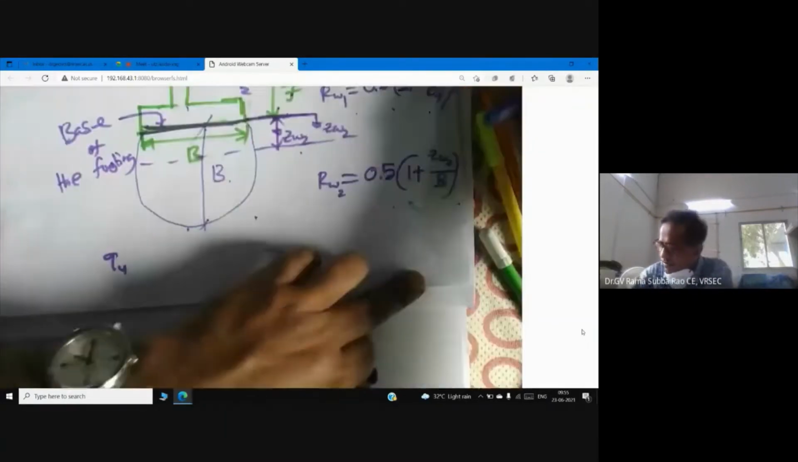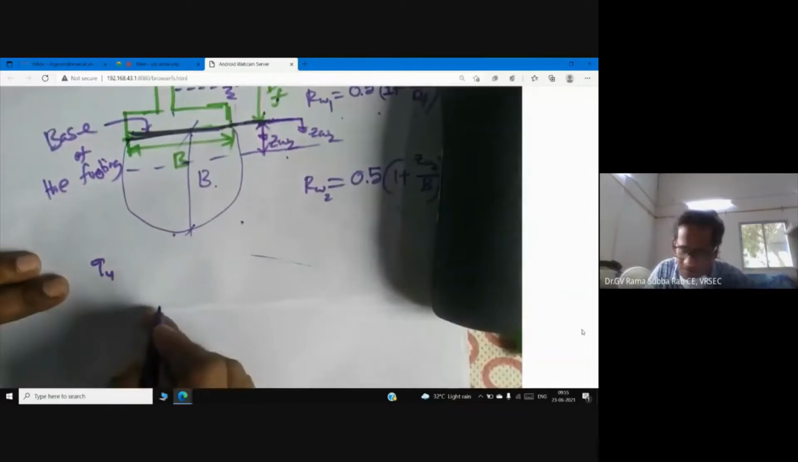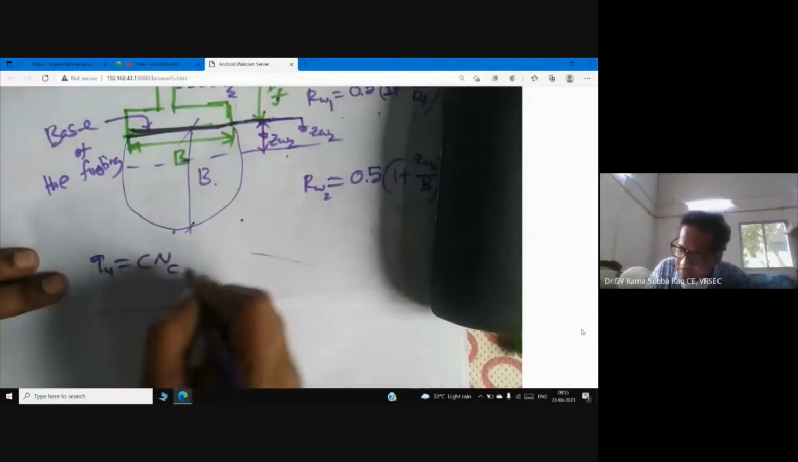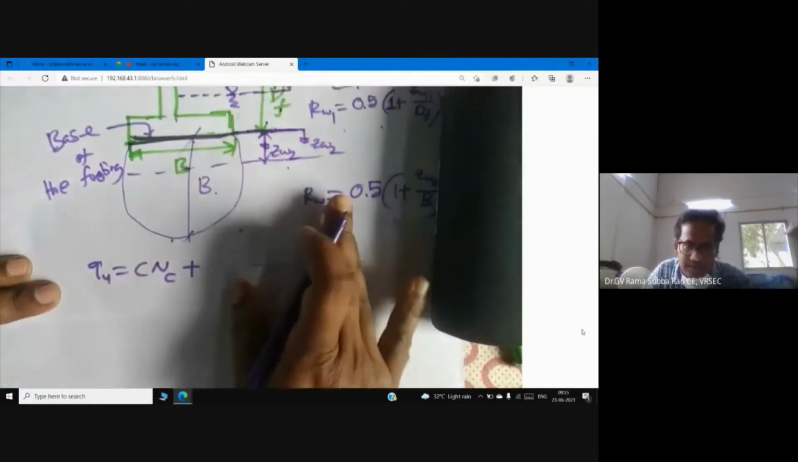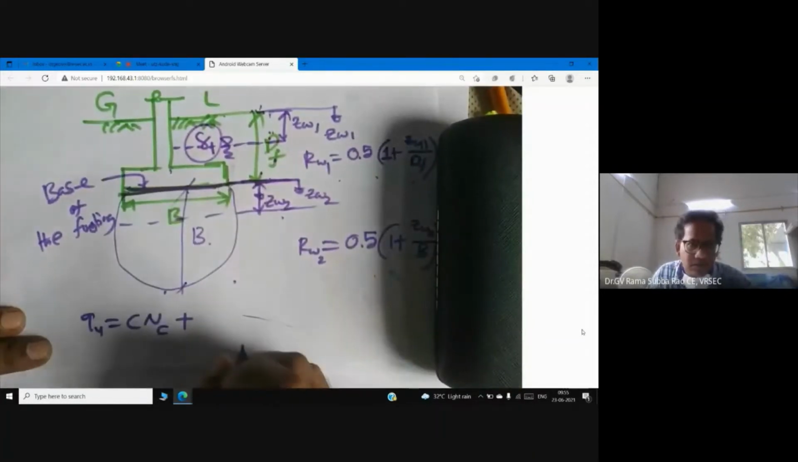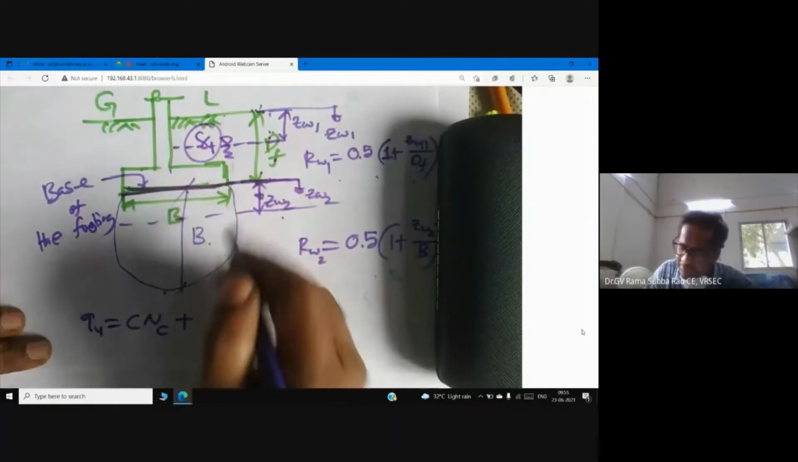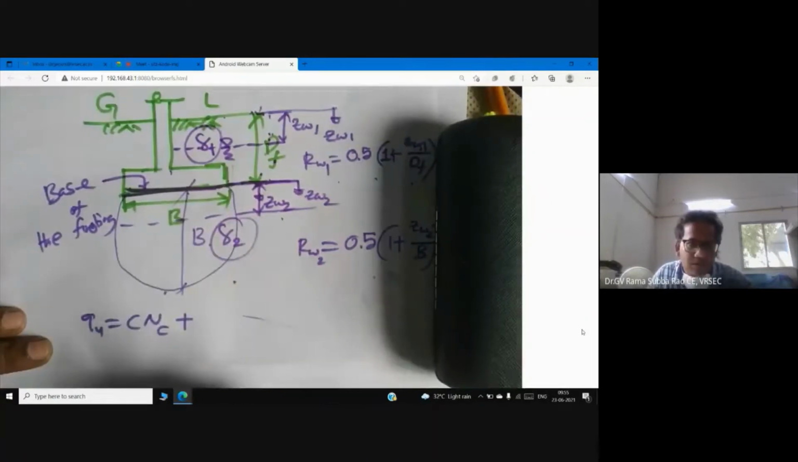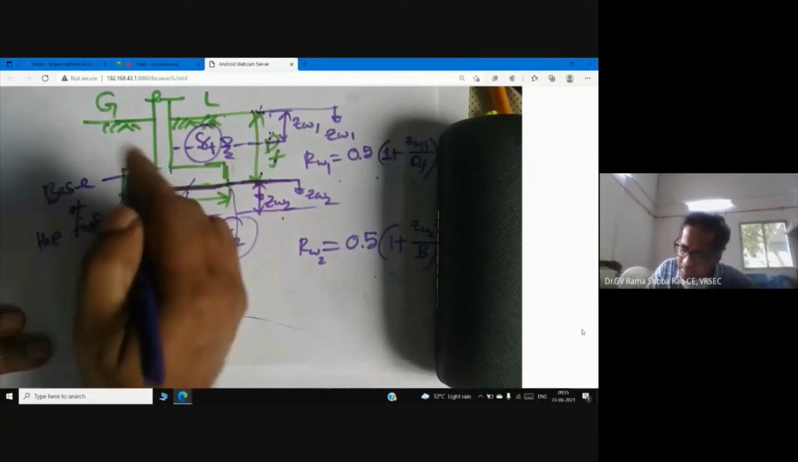Q is equal to C N_c, the footing. Now someone can ask me what is gamma 1? This is gamma 1, the backfill soil, the unit weight of the backfill soil. What is gamma 2? Unit weight of the soil below the base of the foundation.